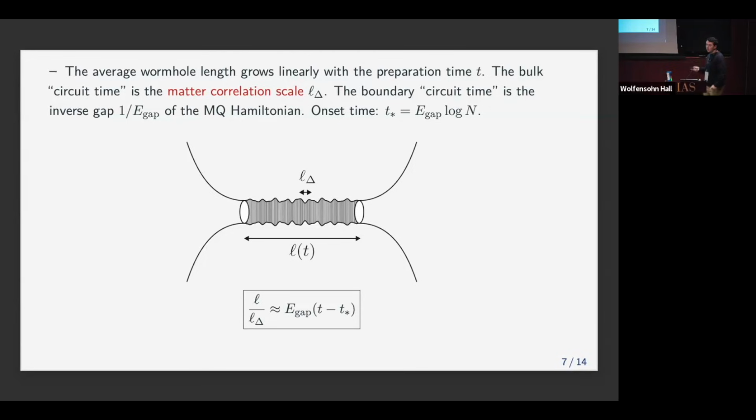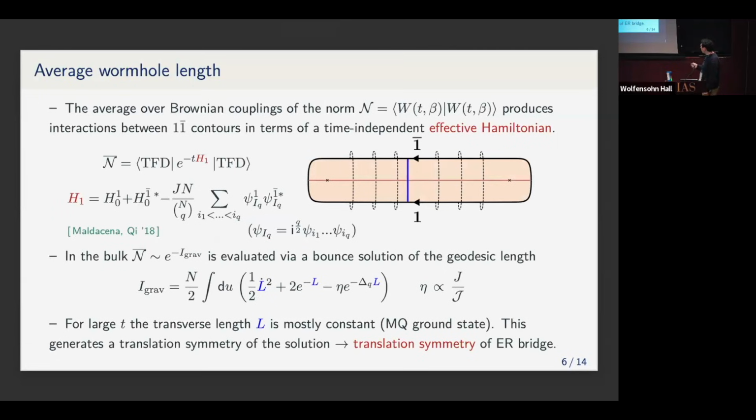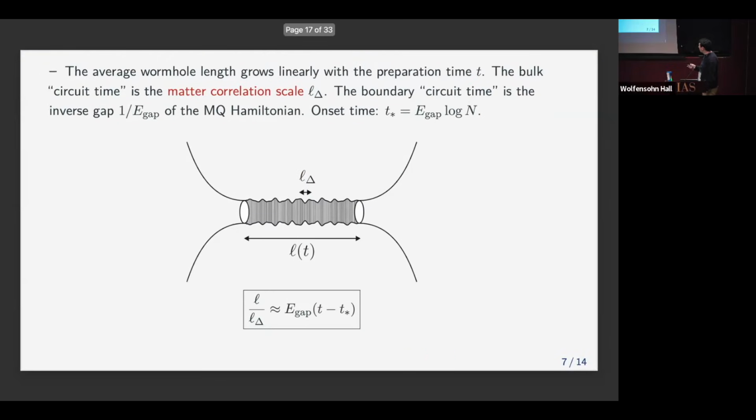Now, additionally, there is some onset time of this linear growth of the length of the wormhole, which has to do with the fact that there will be excited states propagating through this geometry. And so for this argument to work, all of them have to decay. In the Maldacena-Qi Hamiltonian, there are order n fundamental excitations on top of the ground state. And this produces an onset time of the linear growth, which is of the order of the scrambling time if the gap scale is of order 1.